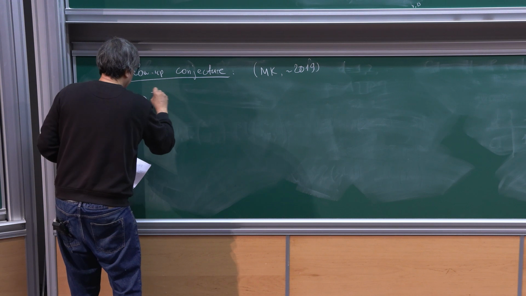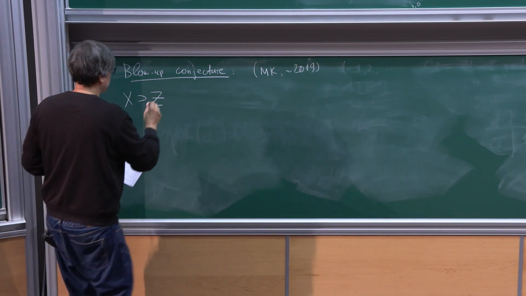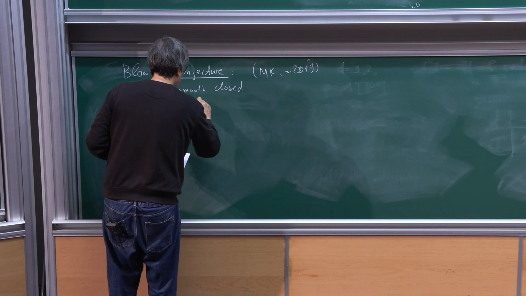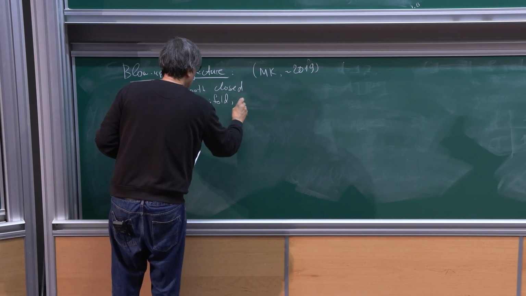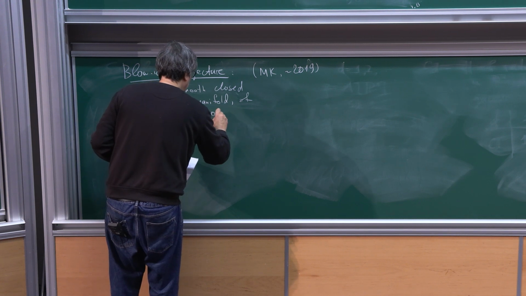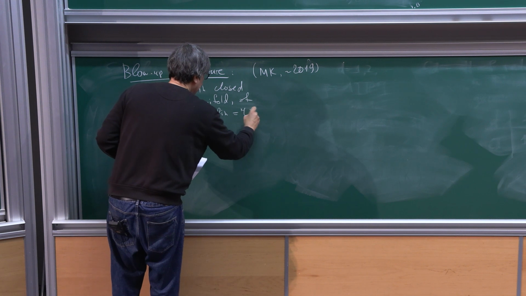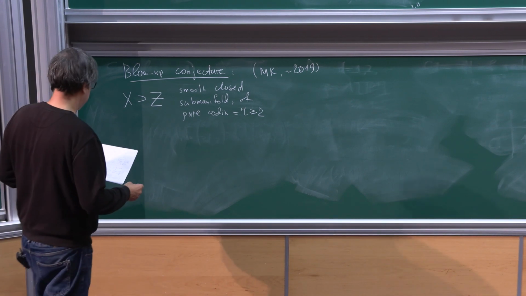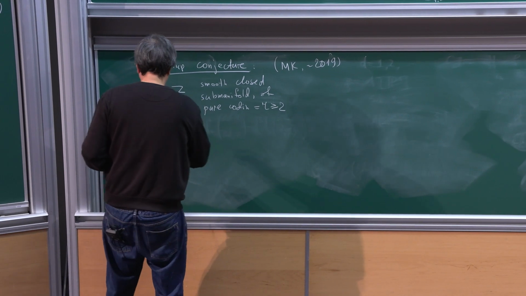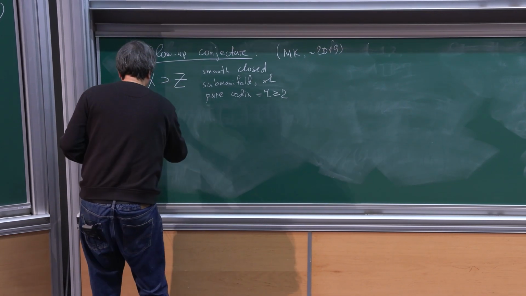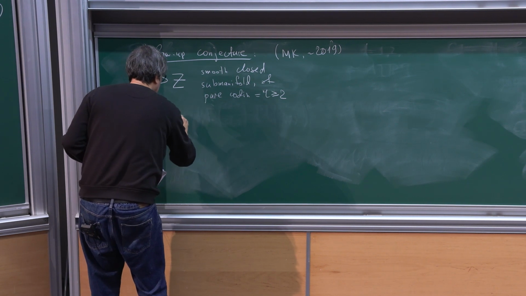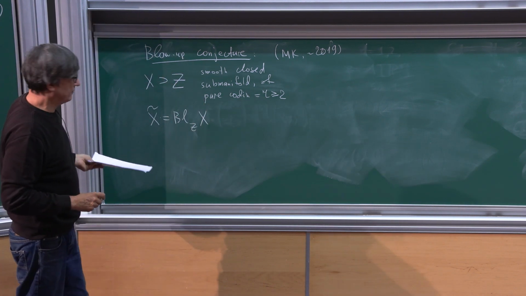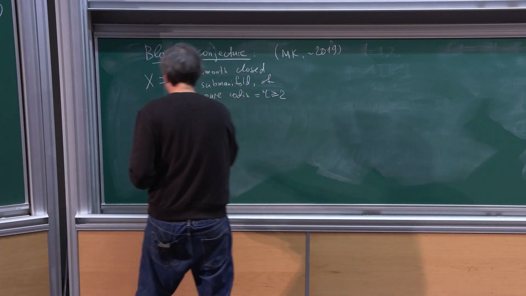Now imagine the following thing. Suppose X contains a smooth closed submanifold, not necessarily connected, of pure codimension R, which is at least 2. This could be a disjoint union of subvarieties. And then I define by X tilde the blowup. It's again automatically a smooth projective variety, and it projects to X.